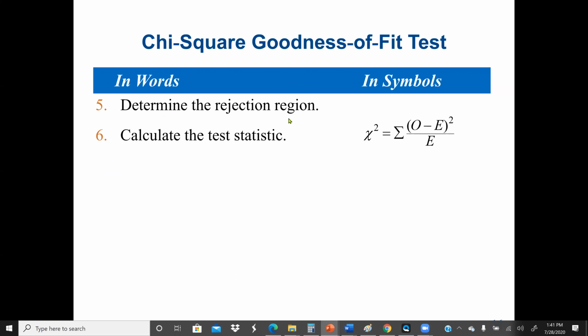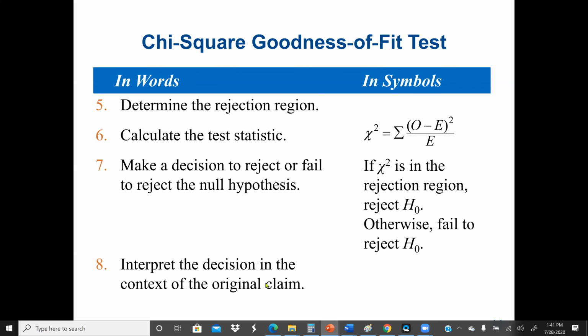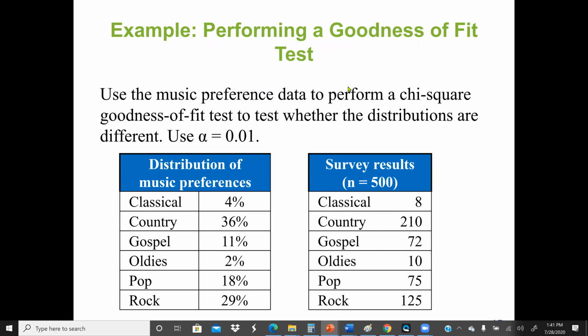So after we get the critical value, we can differentiate the rejection region from the acceptance region. So we determine the rejection region based on the test statistic value. Then after that, we make a decision. Our decision here has 2 options: either we accept or reject the claim. Then we interpret the decision in the context of the original claim. Now let's see an example. This example will follow all the steps. So here we're going to perform a goodness of fit test.